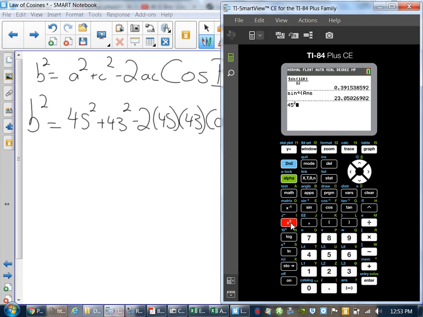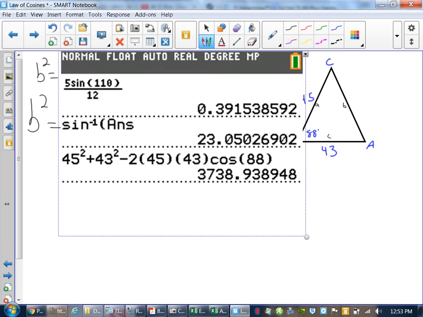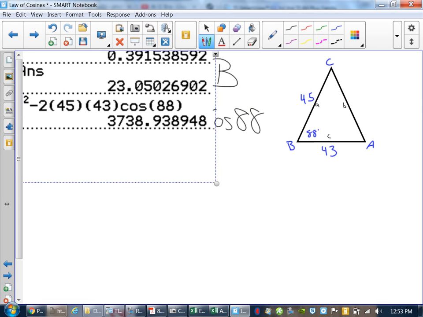45 squared plus 43 squared minus 2 times 45. I've typed it into my calculator exactly the same way that I wrote it down, which is what you're supposed to do. This is what we've been doing all along. You hit enter. That number equals b squared.